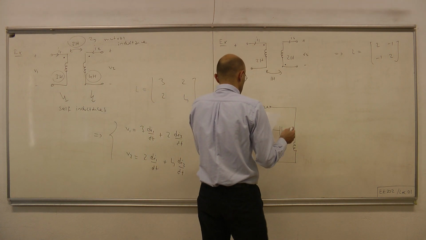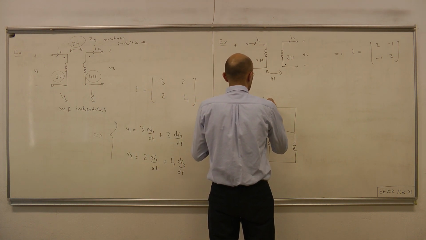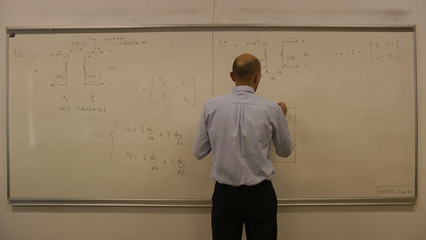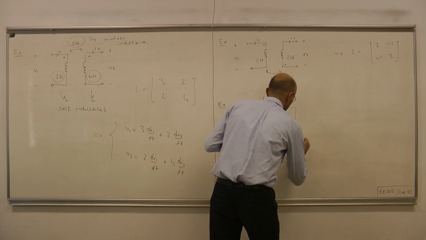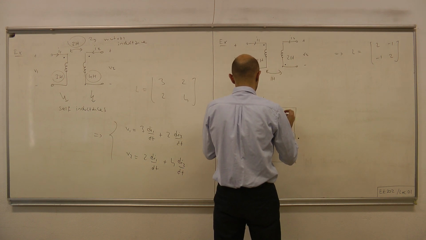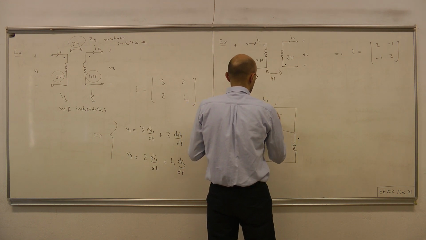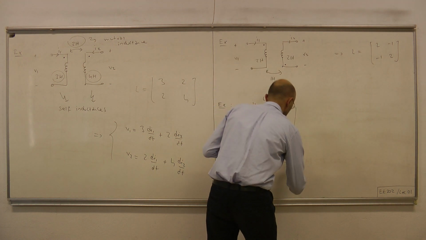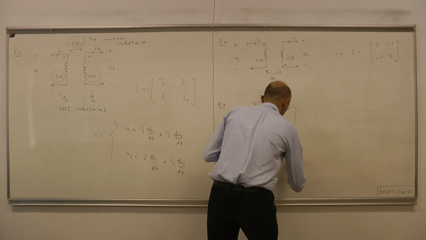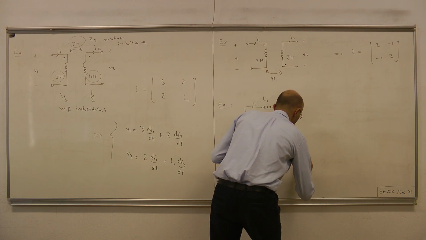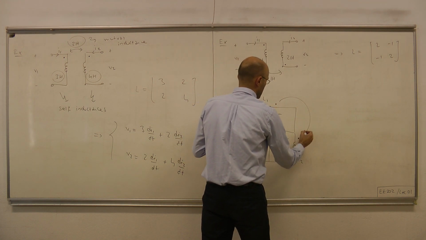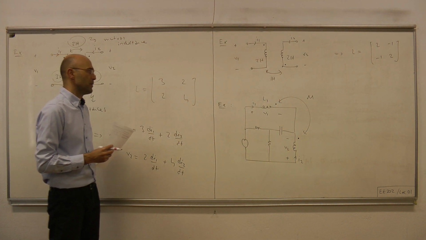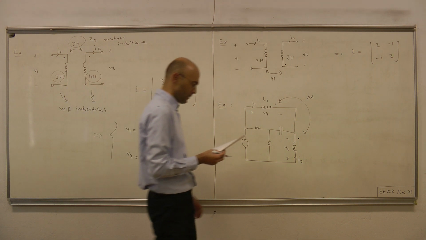Okay. So here we have L1 with a dot here. Here we have the other dot, plus minus V1, and here we have plus minus V2. Here we have I2, and here we have the mutual inductance represented by N.